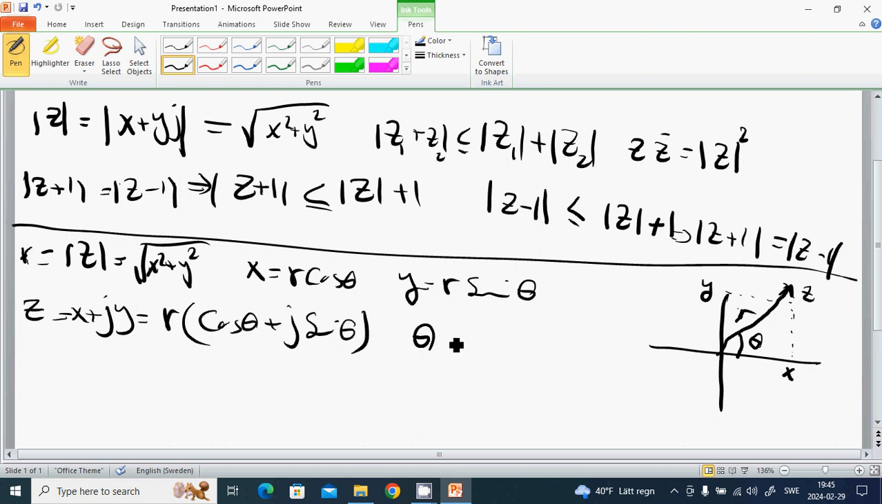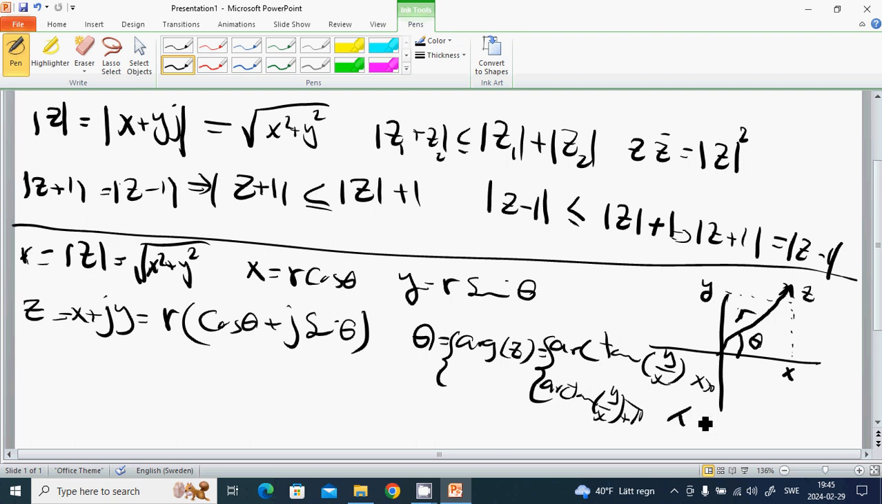And we say theta is arg z, which equals arctan of y divided by x if x is positive, and it is arctan of y divided by x plus pi if x is negative. And you are going to define this as r e^(j theta). Then zeta equals r e^(j theta), with r from this and theta from this.